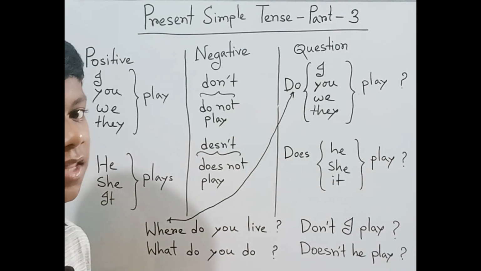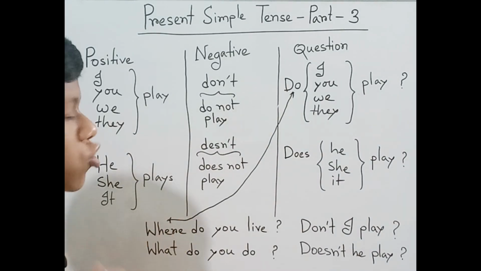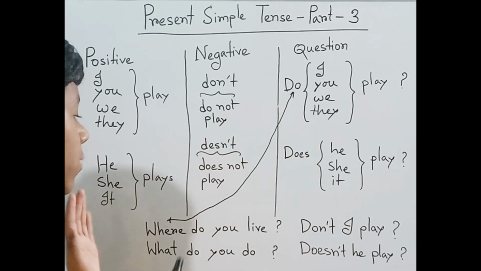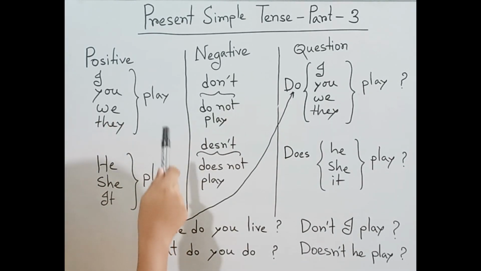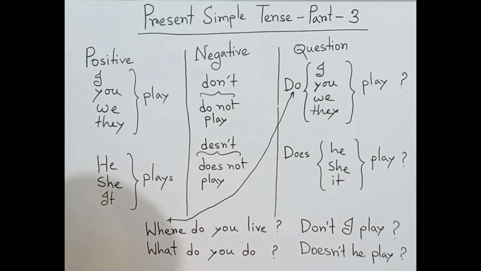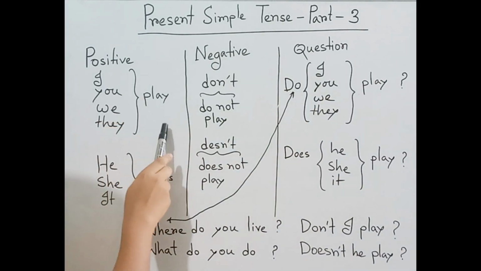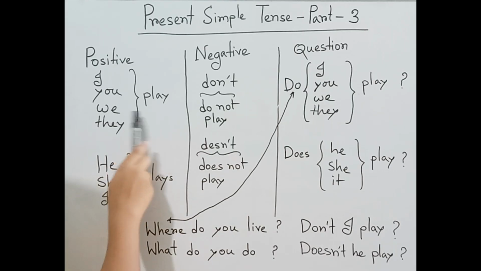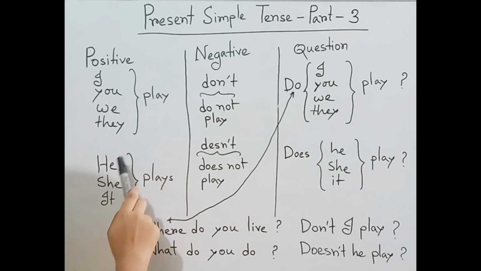For example, I can say my name, Arjon, plays. So he plays, she plays, it plays. We have already understood. So for a while: I play, you play, we play, they play, he plays, she plays, it plays.